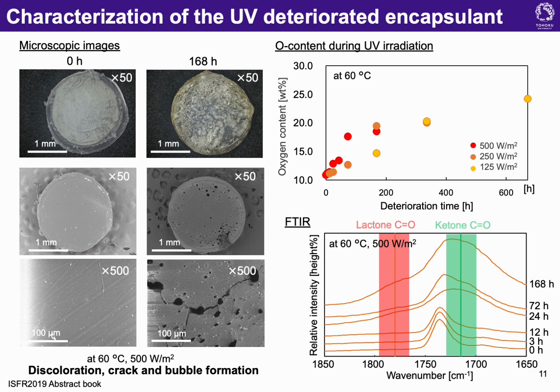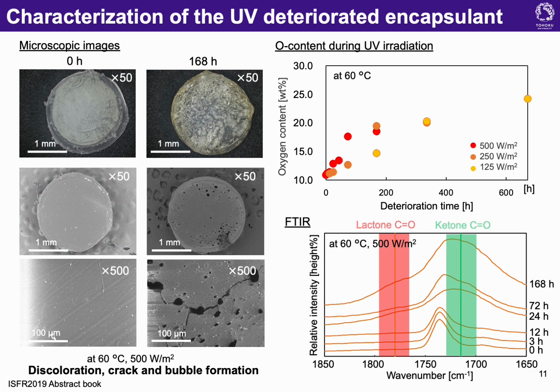The absorbance attributed to CO stretching at 1,615 Kaiser, derived from aliphatic ketones in the EVA encapsulant, increased with the duration of UV irradiation.